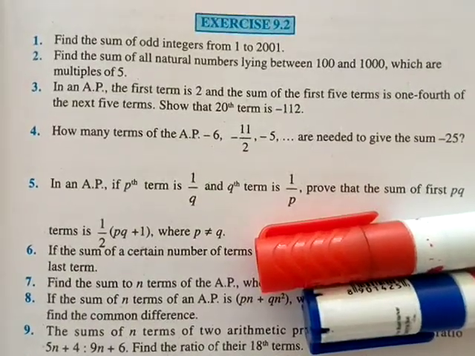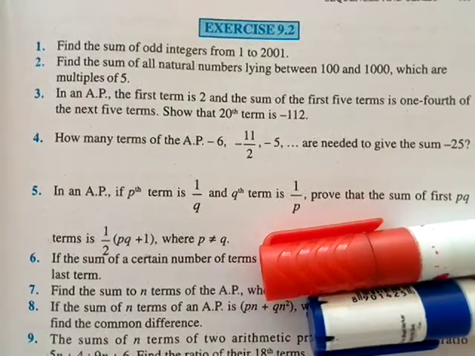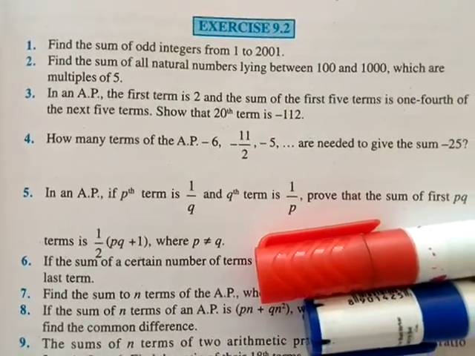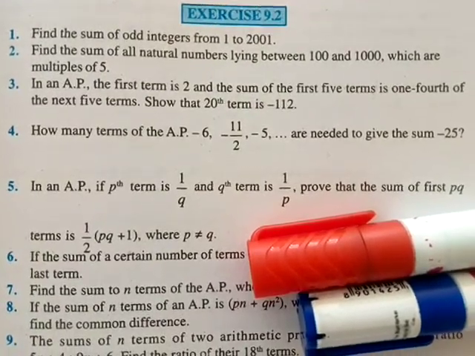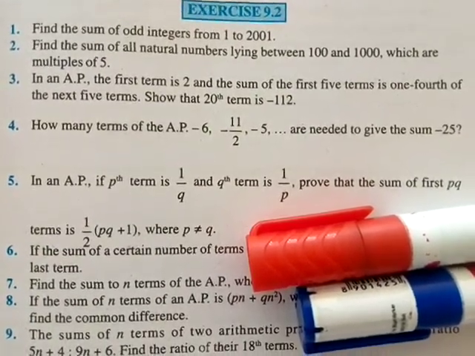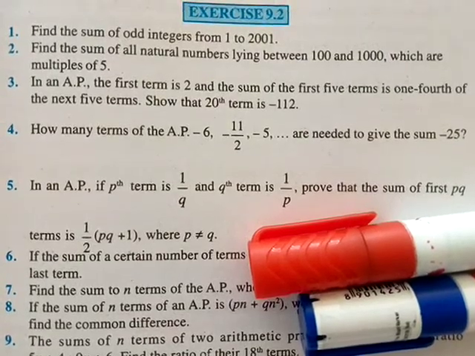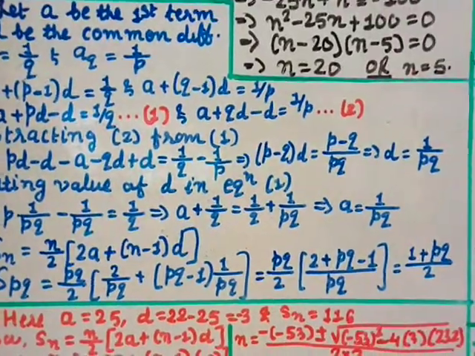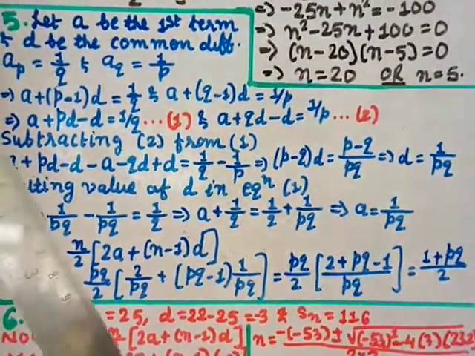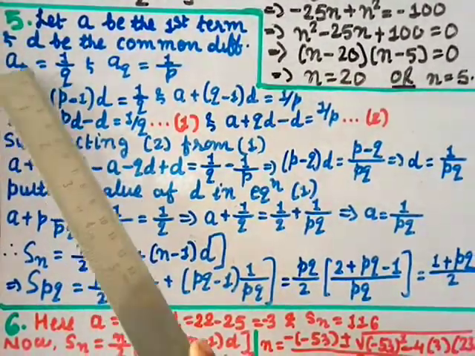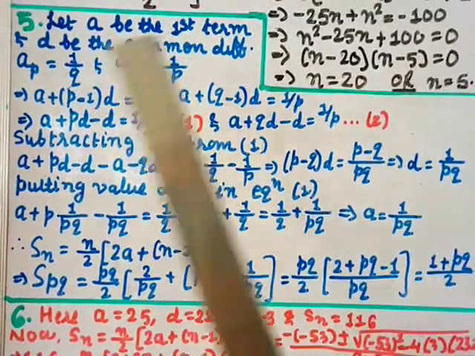Question number 5. In an AP, if the pth term is 1 by q and the qth term is 1 by p, prove that the sum of the first pq terms is 1 by 2 into (pq plus 1), where p is not equal to q. Let a be the first term and d be the common difference. Then from the given question, ap equals 1 by q and aq is equal to 1 by p.